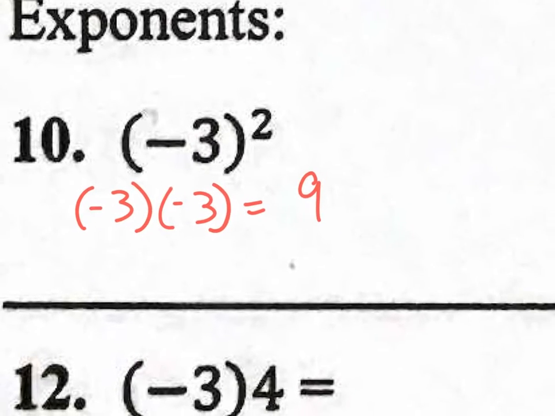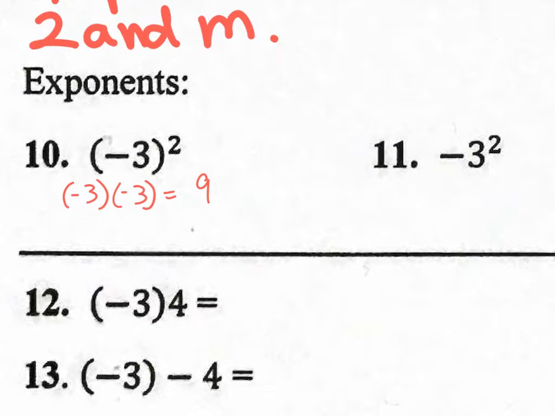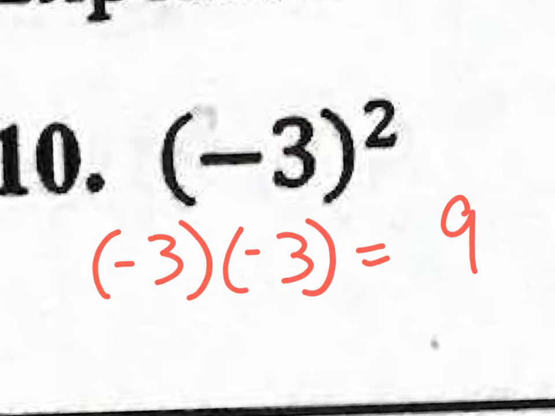Now, if we take a look at number 11 over here, we do not have parentheses around the -3. Okay? So on 10, these parentheses make the negative be included. So it really is a -3 times a -3. But over here, we don't have parentheses. So what does that mean? That means that we have 3 squared with the negative in front.